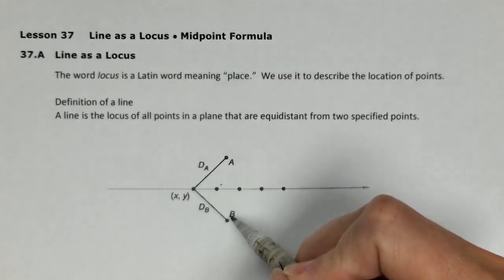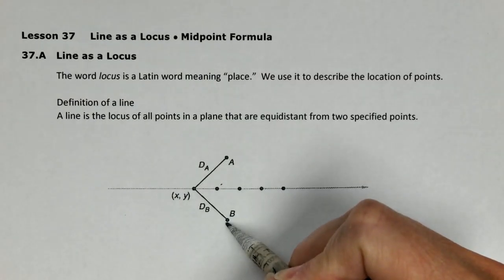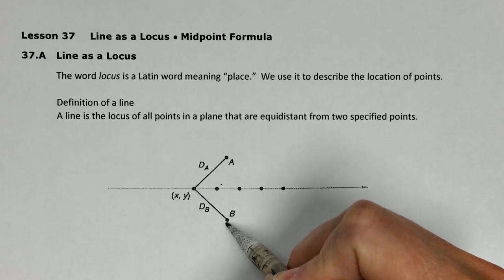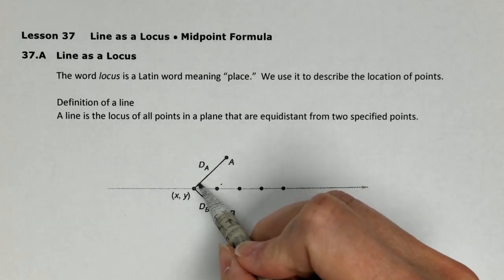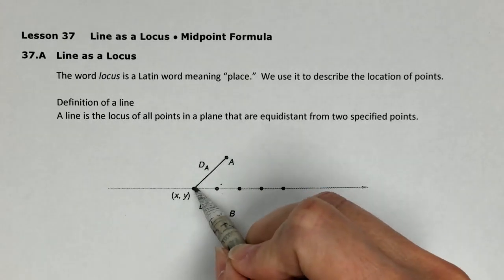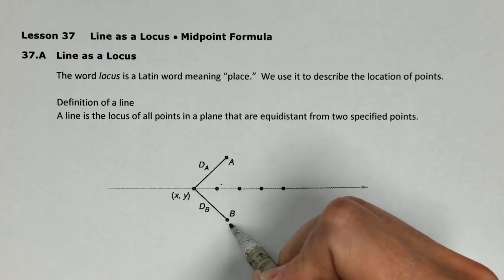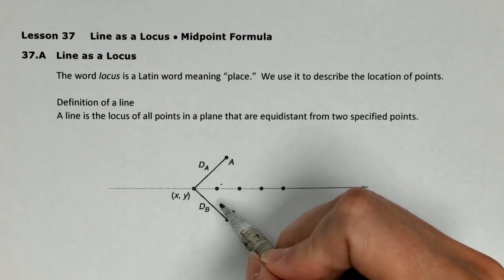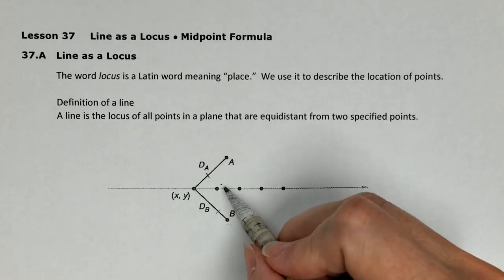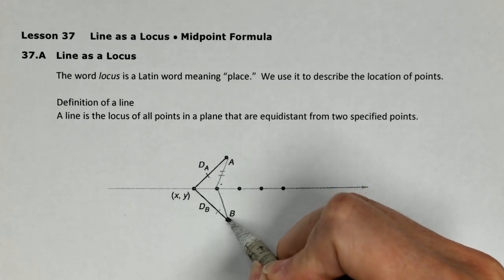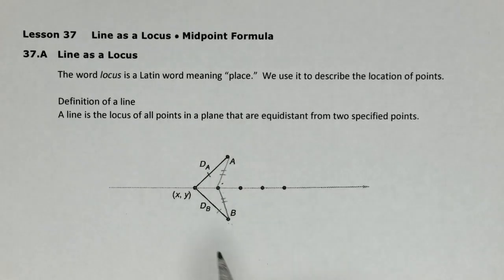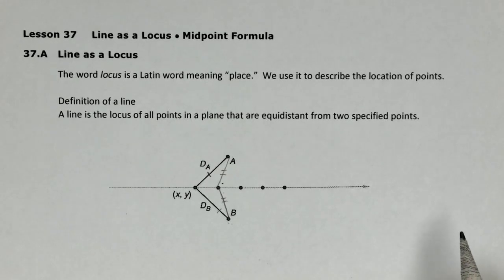So the 2 points are A and B. And if we find a bunch of points that are equally distant to both of them, then they connect to form a line. And that's what they're showing you here with these dots. Each of these, D sub A, the distance from A to this point, is equal to the distance from B to that same point. And if that's the case for every single one of these, the distance there is the same as the distance there, and so on. And then you connect those, and that determines that line.